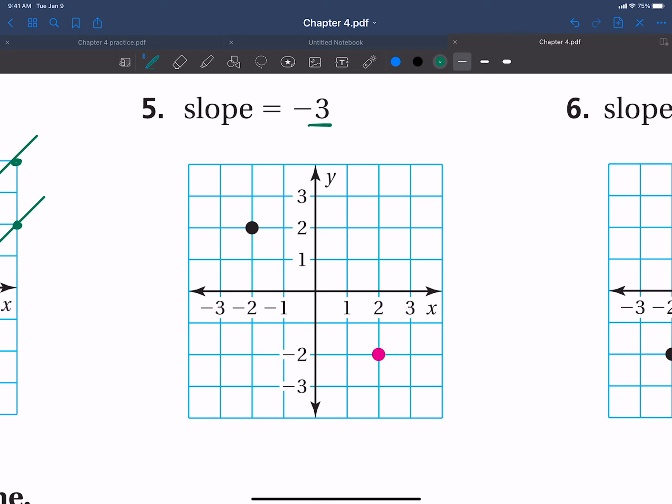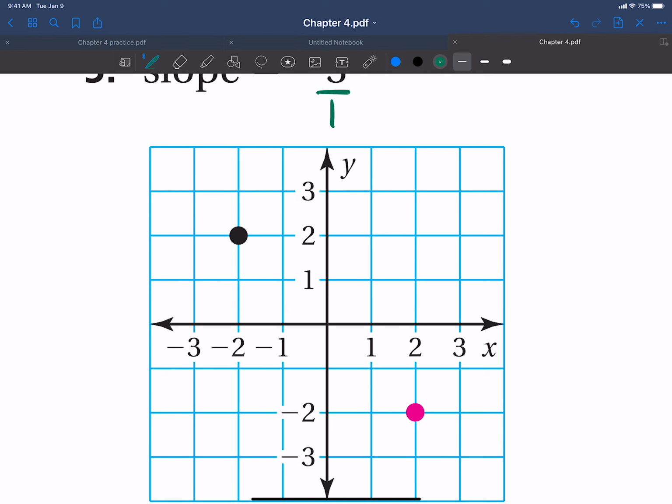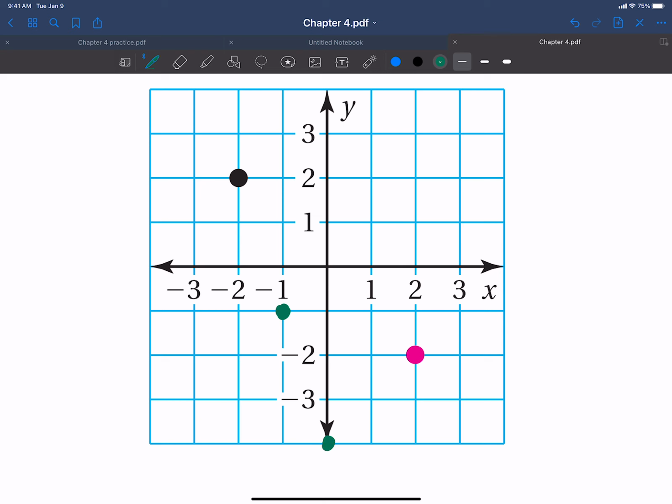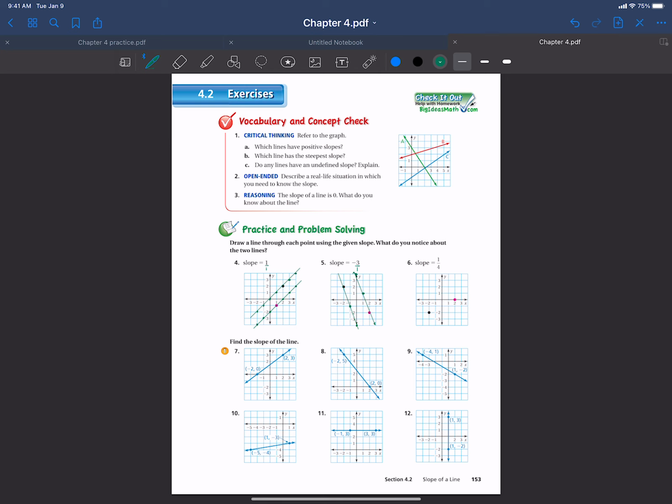Same thing with this one. The slope is negative 3 over 1. So if I went down 3 over 1, down 3 over 1, or if I went from the pink point, I can go up 3, back 1, up 3, back 1. So that's what these first 3 problems want you to realize, is that if 2 points have the same slope, they will be parallel. I do think this is a fairly easy section.